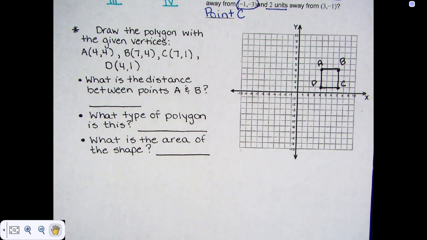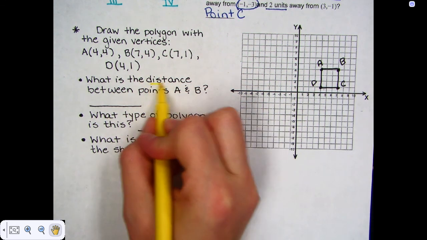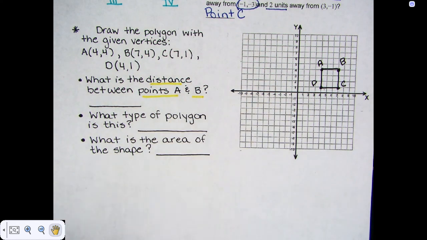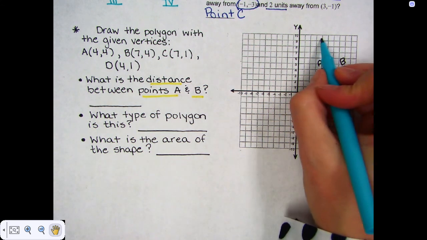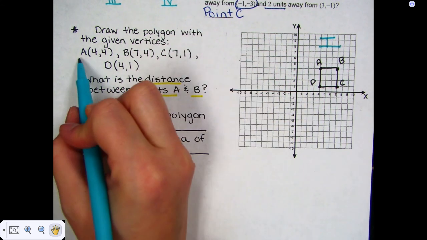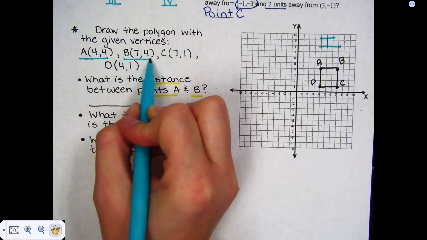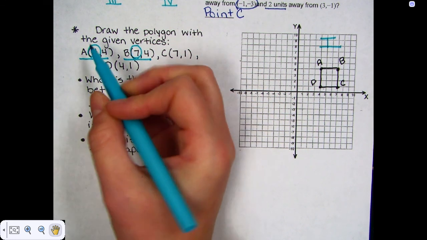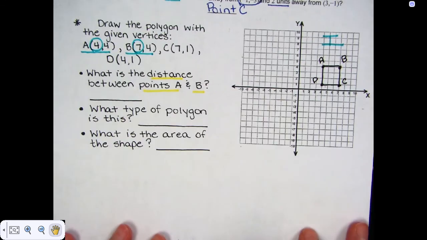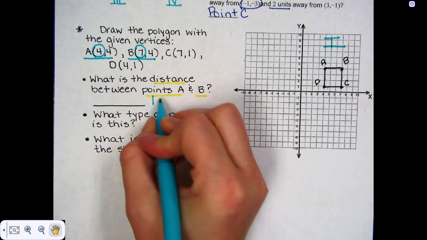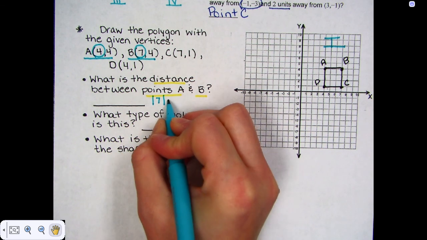Then it's asking me, what is the distance between points A and B? Well, did you notice this entire shape is in quadrant 1? They're all in the same quadrant. So I do want to go back to my points and look. The only ones that differ are their x values. When they're in the same quadrant, you find their difference.